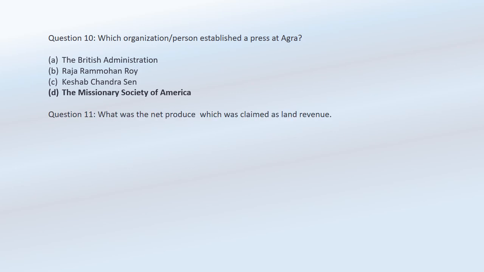Question 11. What was the net produce which was claimed as land revenue? A. 1/10. B. 2/3. C. Half. D. 1/4. Option C is the right answer. Almost half of the net produce was claimed as land revenue.